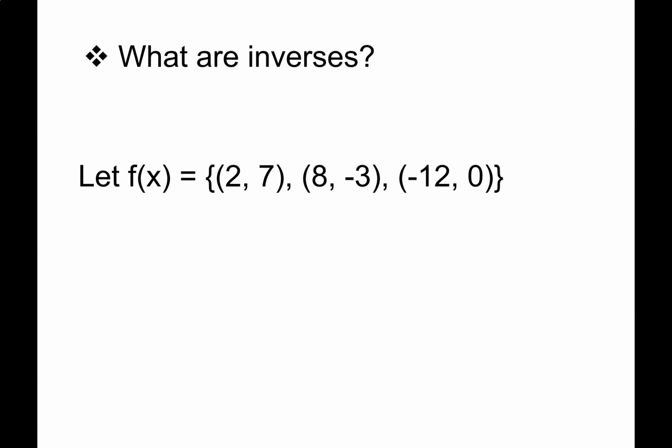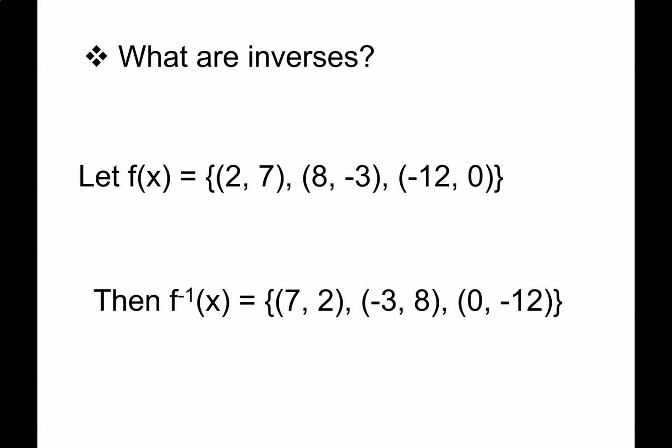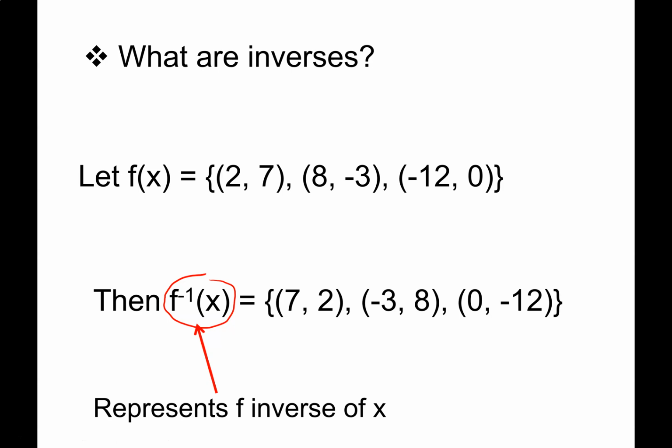Well, let's take this function right here. F of x equals the coordinate points (2, 7), (8, -3), and (-12, 0). This notation is really important. Do not read that as f to the -1 power. That represents f inverse of x. So when you see that, it means that f inverse of x is the points (7, 2), (-3, 8), (0, 10). So let's check it out.